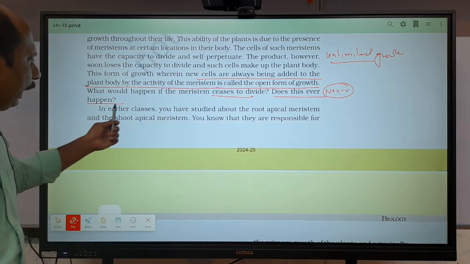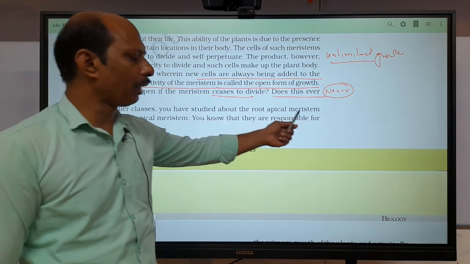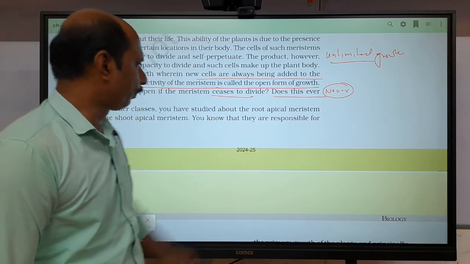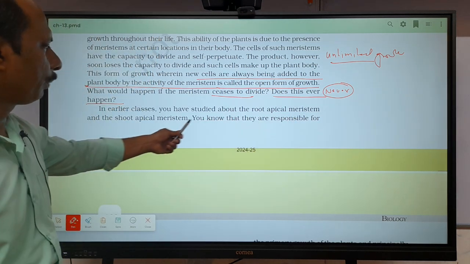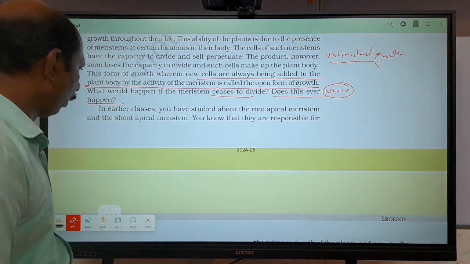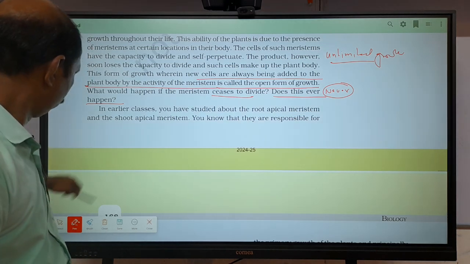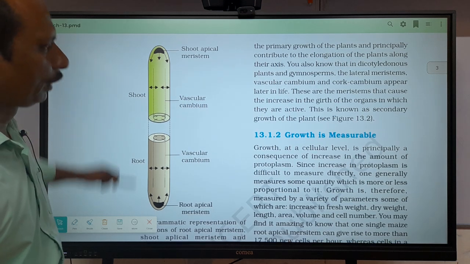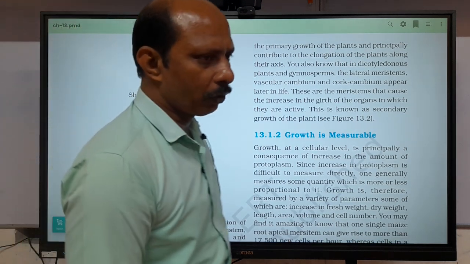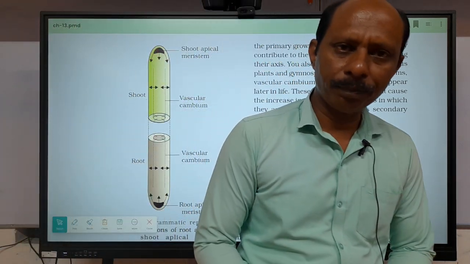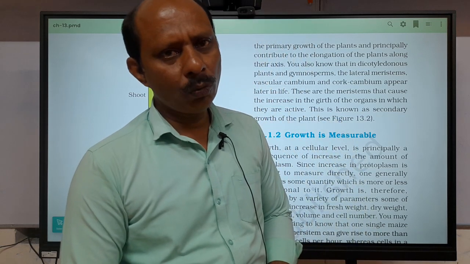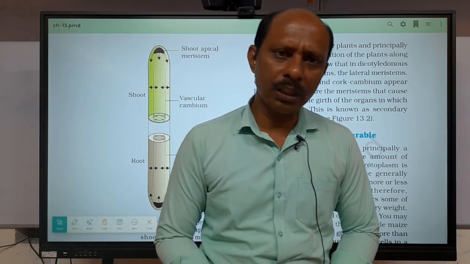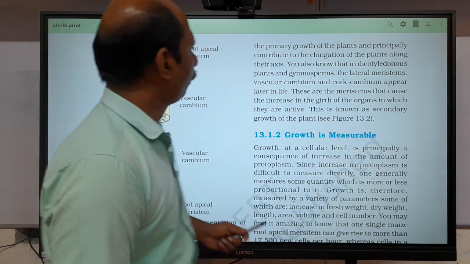Now here, in earlier classes you have studied about the root apical meristem. We read this one, root apical meristem, shoot apical meristem. You know that they are responsible for the primary growth of the plant. Apical meristem is responsible for primary growth of the plant. Now secondary growth of the plant, which tissue is responsible? It is cambium. We know already, right?